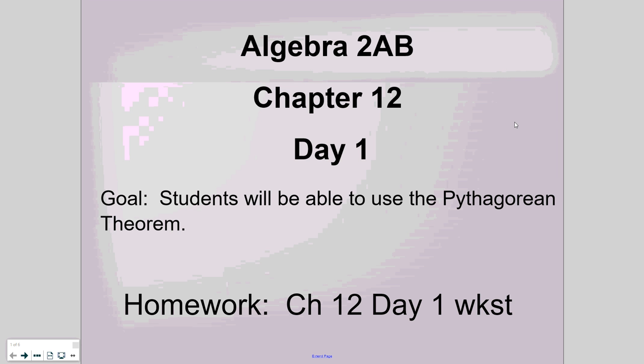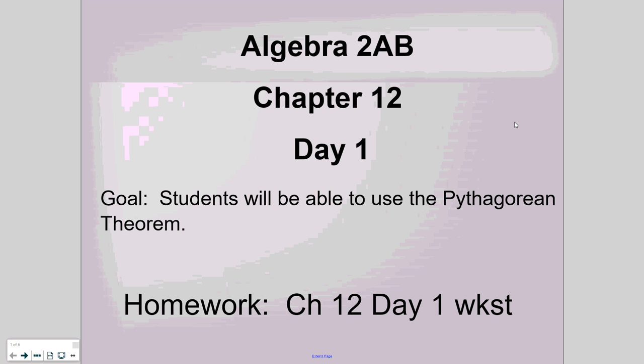Hello, Algebra 2AB. Today we're starting a new chapter, Chapter 12, which deals with triangles. So where we're going to start in day one is talking about Pythagorean theorem and its converse. Your homework assignment is going to be the Chapter 12, Day 1 worksheet. It's going to be rather short.